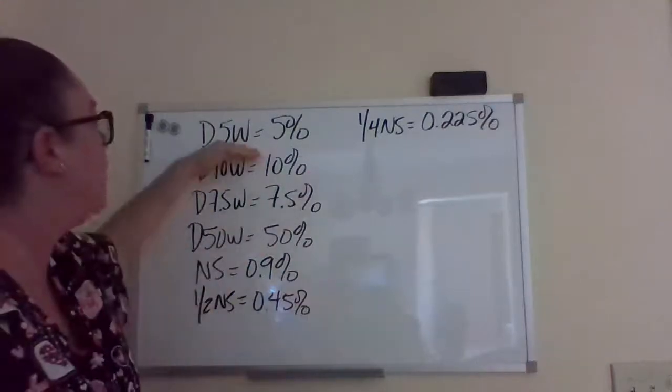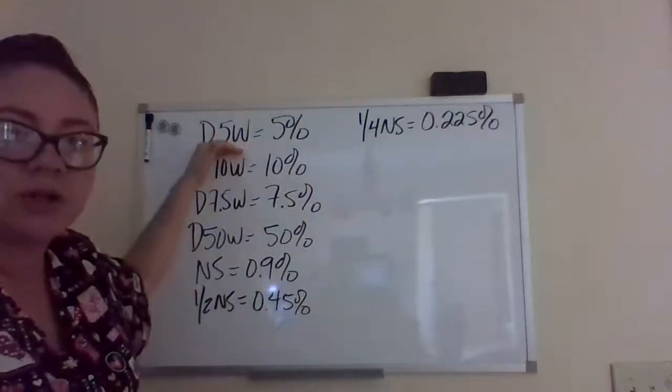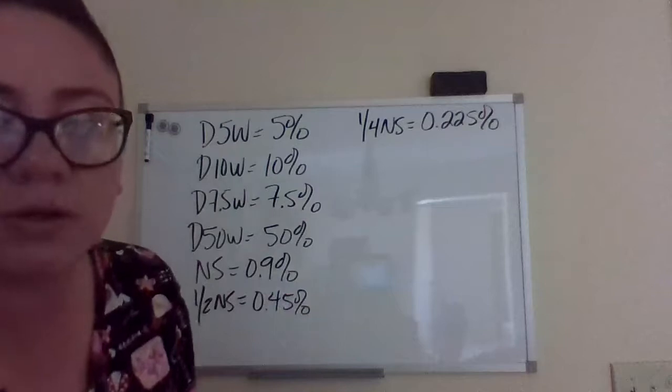So if you have a problem that just says D5W and sterile water, 5% is your high strength, 0% for the sterile water is your low strength.